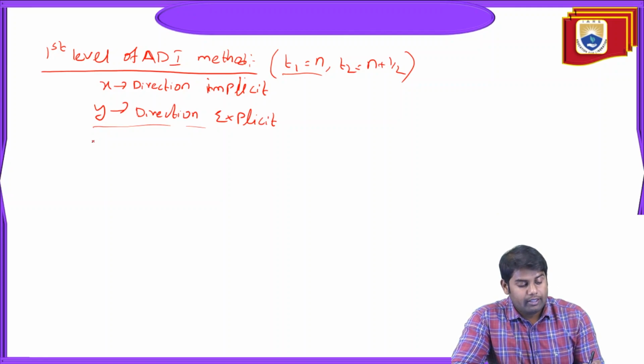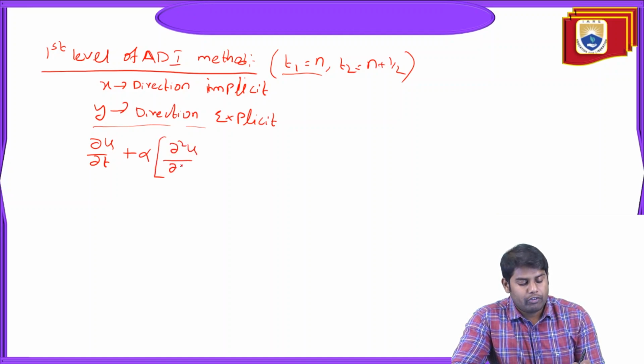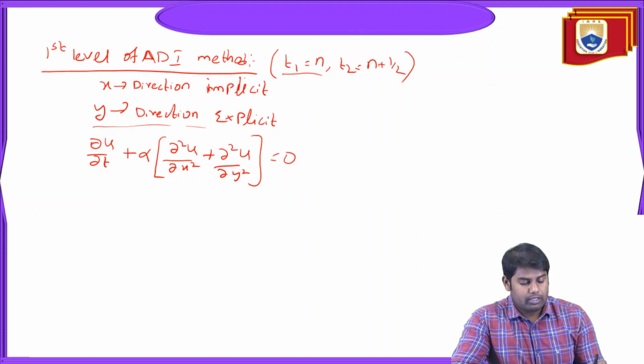Based on that, we will take this equation, which is the 2D unsteady diffusion equation: dou u by dou t plus alpha into, dou square u by dou x square plus dou square u by dou y square, is equal to 0. So this is what we have. Let us consider it for the first level.